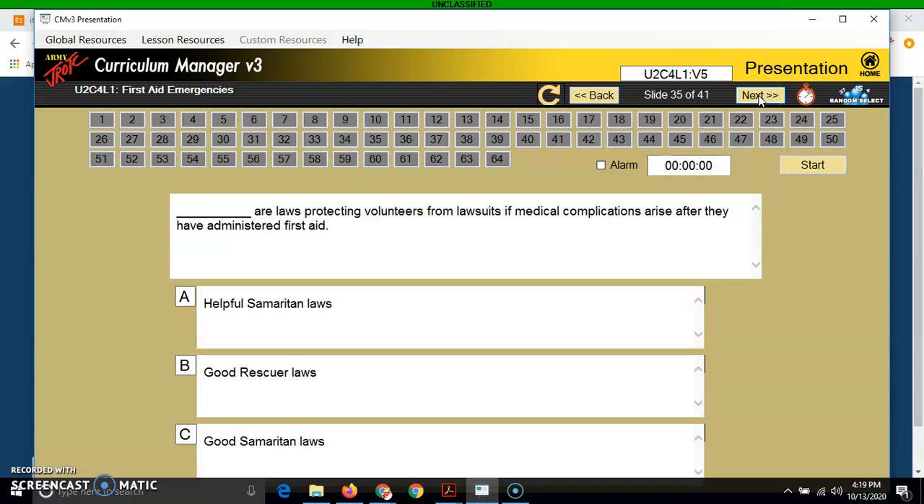Blank are laws protecting volunteers from lawsuits if medical complications arise after they administered first aid. Helpful Samaritan laws, good rescuer laws, or good Samaritan laws. We talked about that in our classes, and that's the good Samaritan laws. It protects you if you take action, and they can't come after you and sue you because you were trying in good faith to help them out.